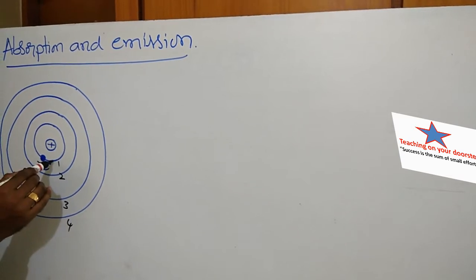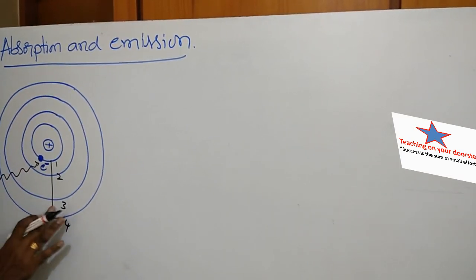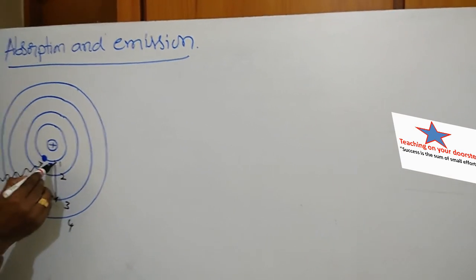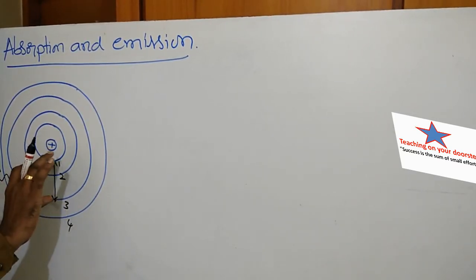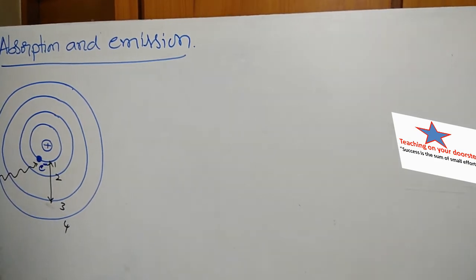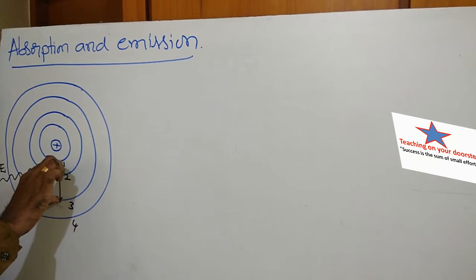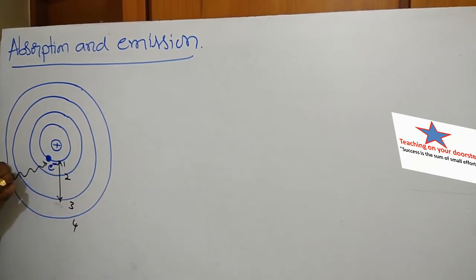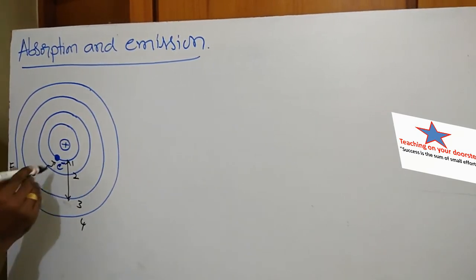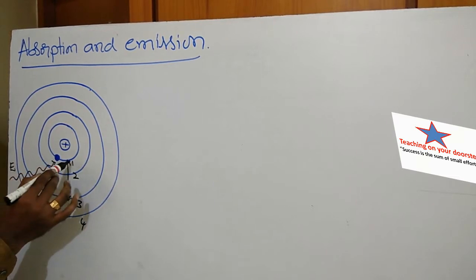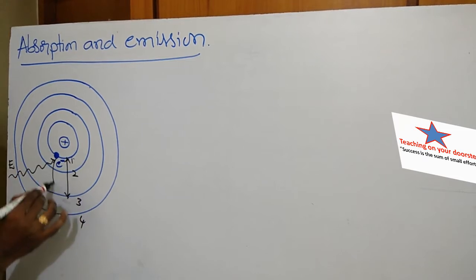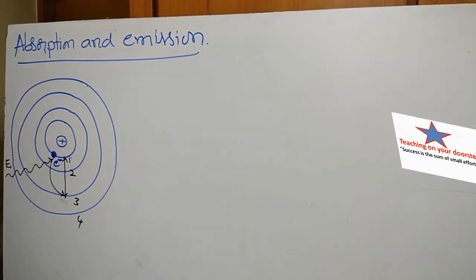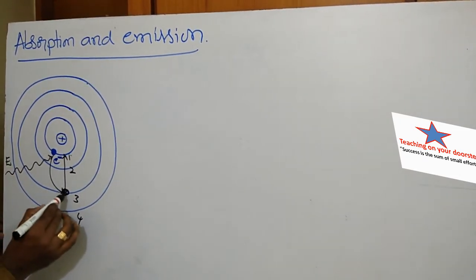That means from level 1 to 3, the energy is suitable. The given energy E is equal to the energy gap between the two levels. When the energy gap is equal to the given energy, the electron will jump from the first ground state level to the third state energy level.